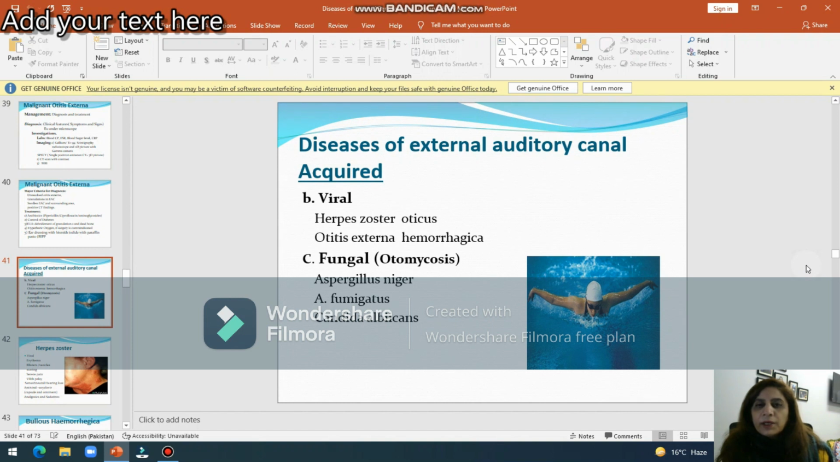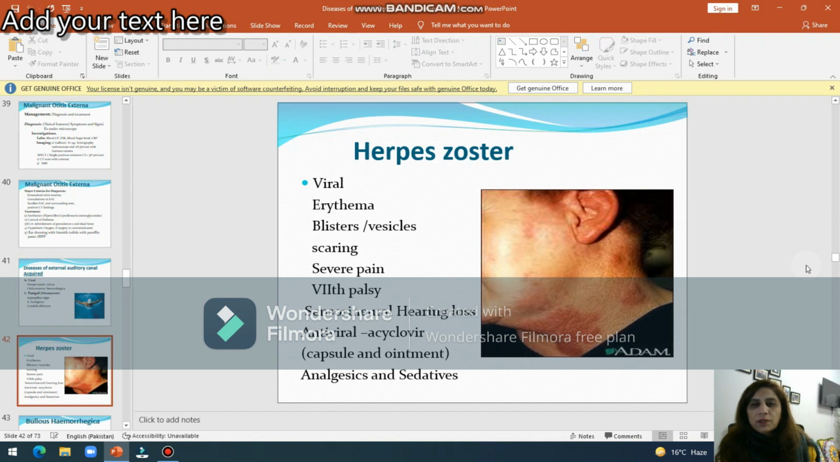Then viral infections of the external auditory canal, we have discussed this, that is herpes zoster, and sometimes otitis externa hemorrhagica seen in influenza patients. And then fungal infections, we call fungal infection otomycosis. There are different types of fungi that can infect the ear: Aspergillus niger, Aspergillus fumigatus, Aspergillus flavus, and Candida infection. So Aspergillus and Candida infections are important.